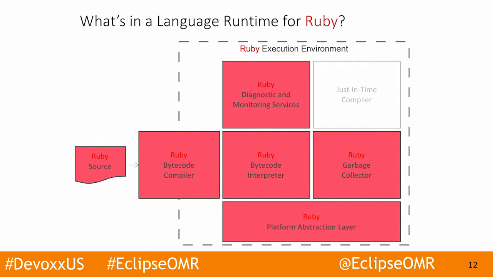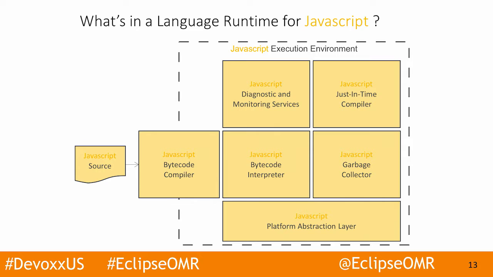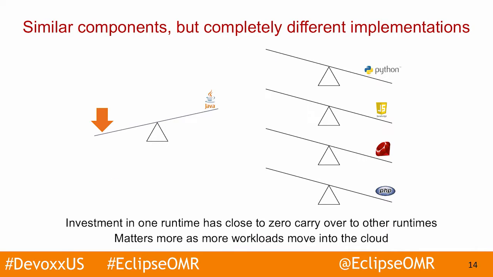A lot of similar things with Java, and you can make the same kind of argument with JavaScript as well. You're going to see a lot of the same kind of components if you look at something like that. So even though there are a lot of similarities between these different language environments, what you tend to find is that because each of these language environments has been developed completely independent of one another, they're going to have very different implementations for all those different components.